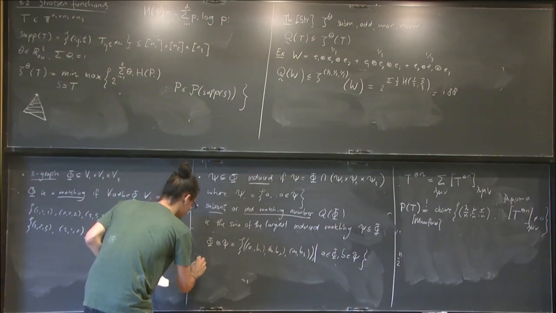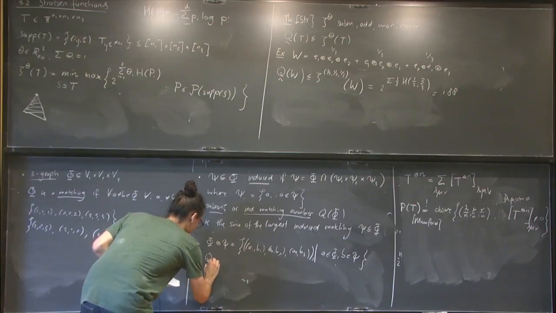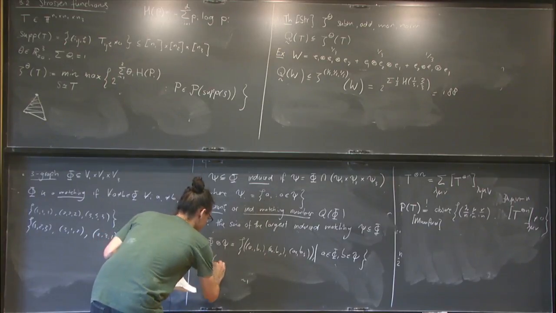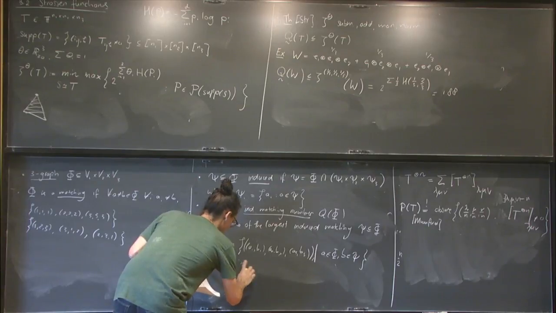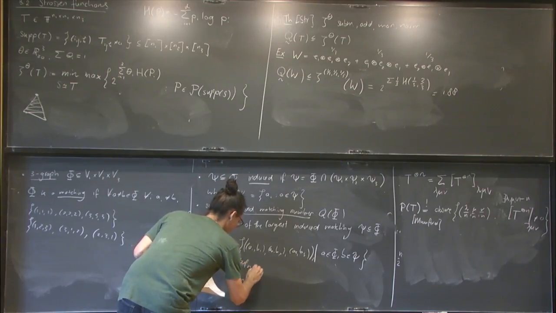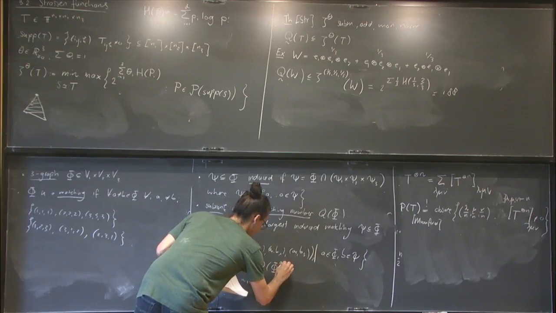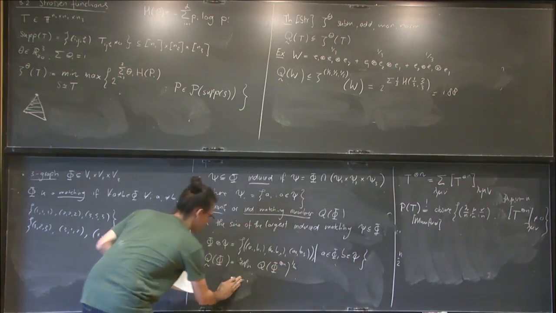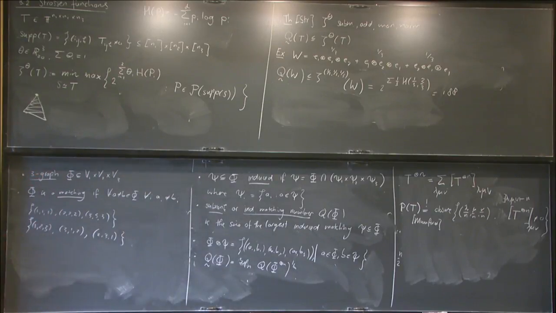I want to stick to 3 graphs. So I now define the asymptotic induced matching number, which is the supremum over n of q of phi to the n, to the 1 over n. That's the asymptotic variation I want to study.